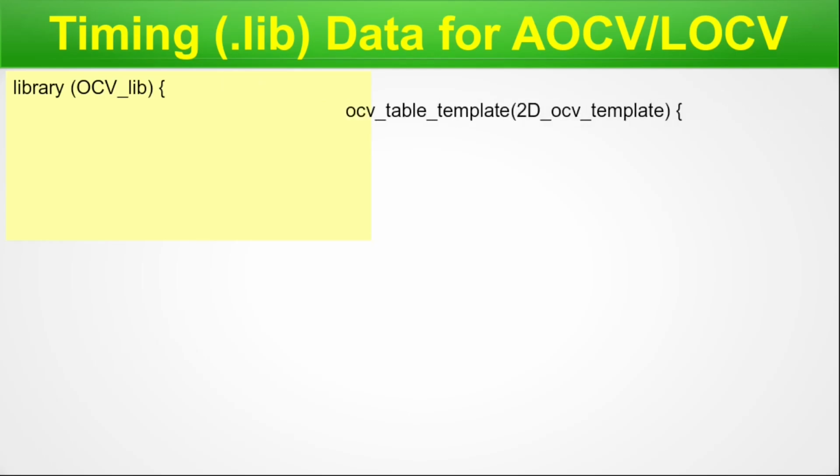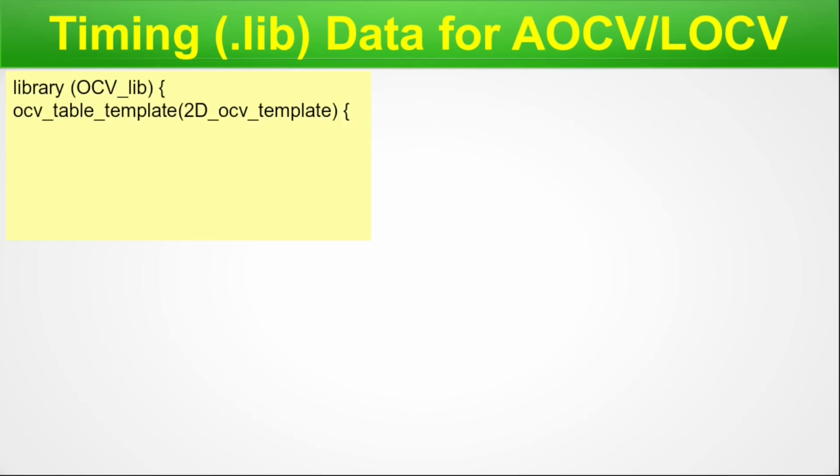Let's move on. Timing.lib data for POCV or LOCV. Here we are going to come across the actual table. First there will be a header section of the table where these things are mentioned: the library, OCV lib, then OCV table template, which would be OCV template. This is the name. Then variable 1 is path depth, variable 2 is path distance. Now you can see that we have named it. This is a table prototype.